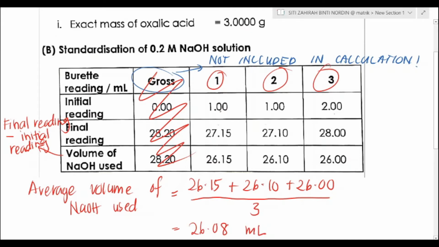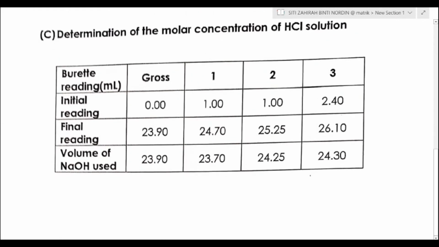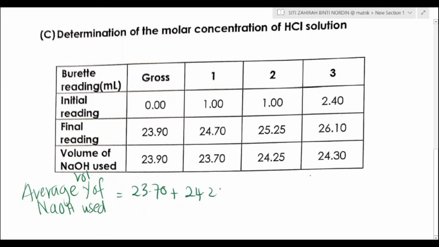The most important thing in here is that you need to include all your results or all your data in 2 decimal place, because we are using a burette. So your calculation and your final answers should be in 2 decimal place as well. So move on to part C. The average volume of sodium hydroxide used would be the average of first titration plus the second titration plus the third titration divided by 3. And that would be 23.72 ml.